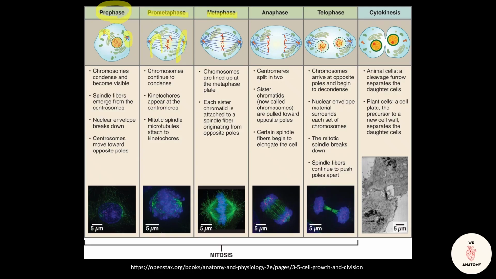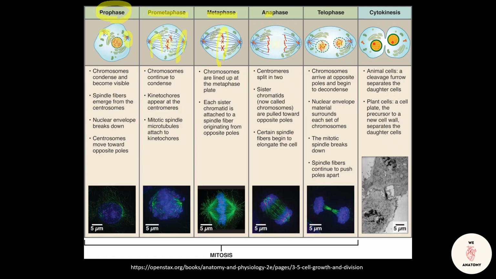During metaphase, the chromosomes line up at the metaphase plate in the middle of the cell. So when you see the chromosomes all lined up like that, that definitely shows you that you are in metaphase. The spindle fibers then attach to each of the sister chromatids at that metaphase plate, which is the center of the cell.